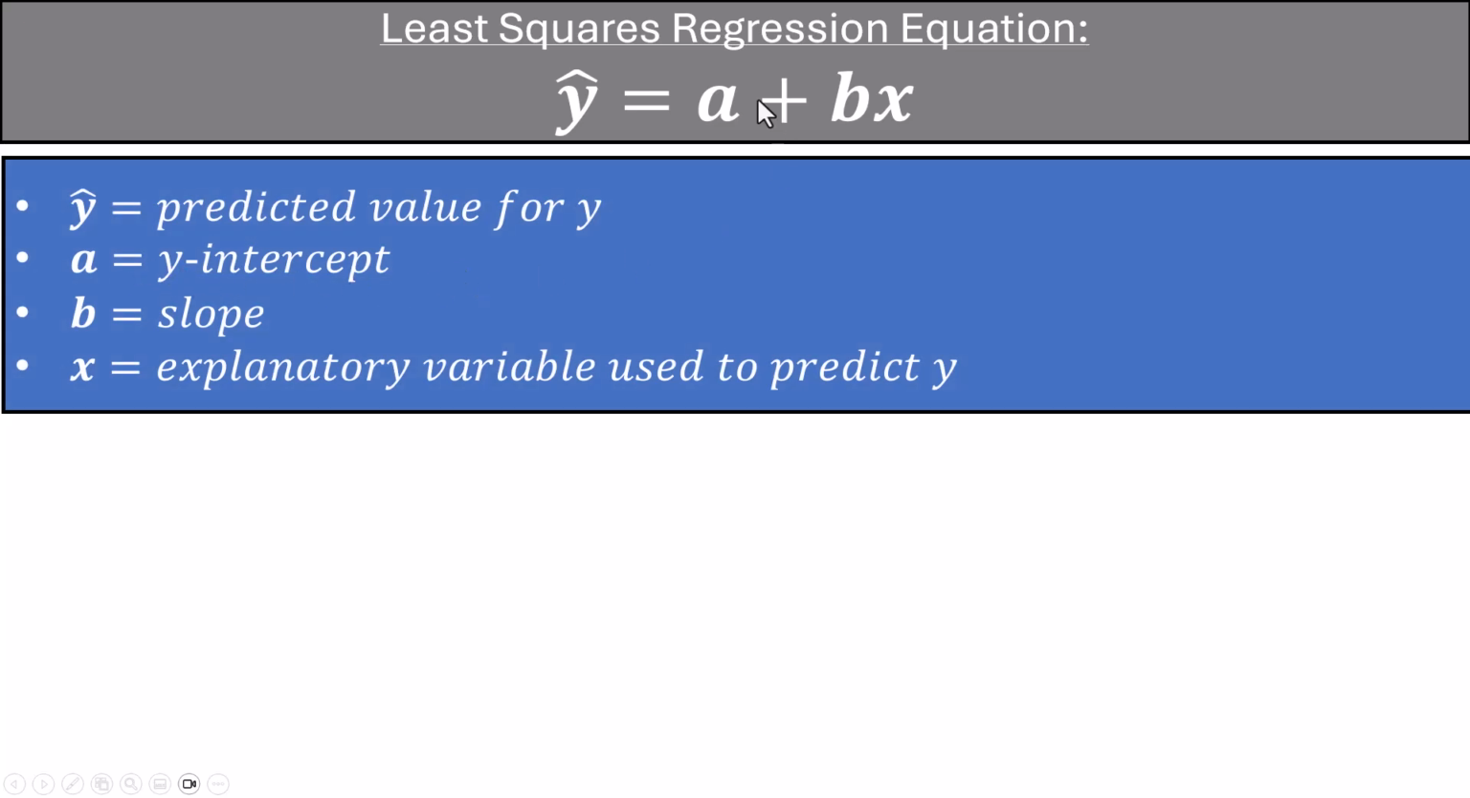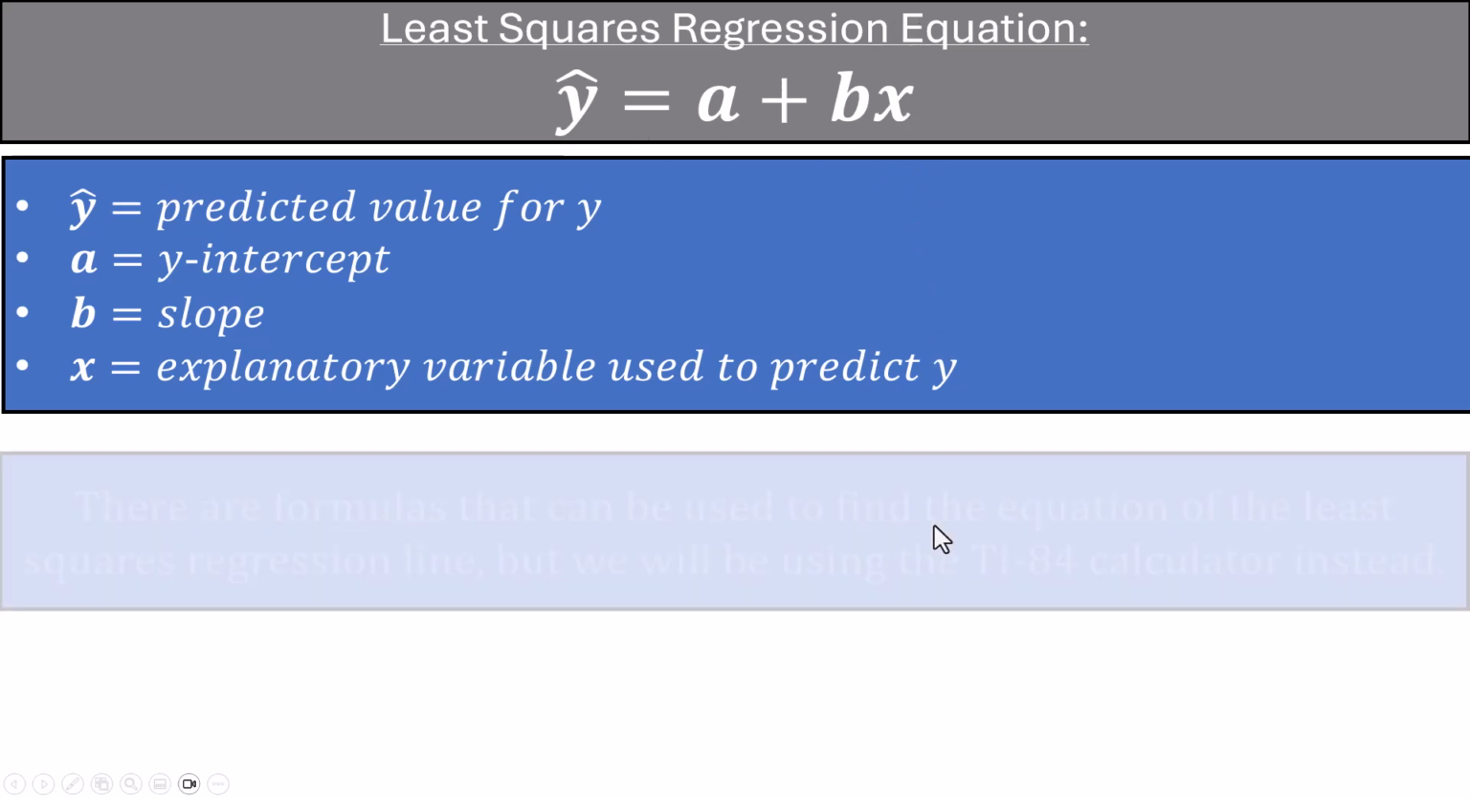The a value is what we call the y-intercept. That's where the line is going to intersect the y-axis. B is what we call the slope. It indicates how steep the line is going to be and whether it's going to be upward sloping or downward sloping. And then x is going to be the value of the explanatory variable that is used to predict y. Now, when we eventually create the equation, we'll have a value for a and a value for b, but x will stay as a variable in the equation. So it'll be something like y hat equals 30 plus 7x. And then you can plug in a different value for x.